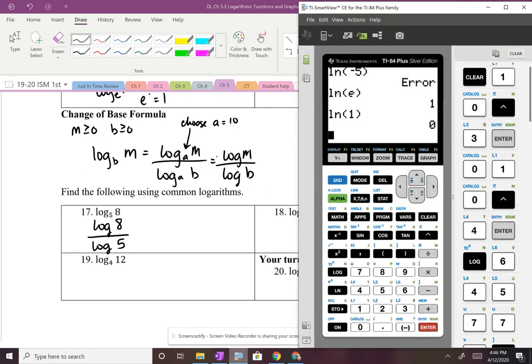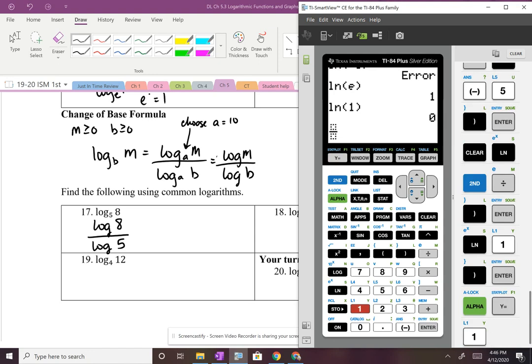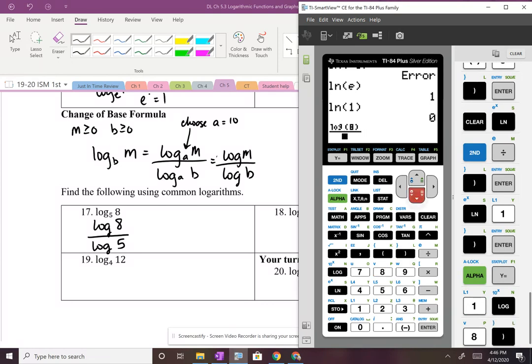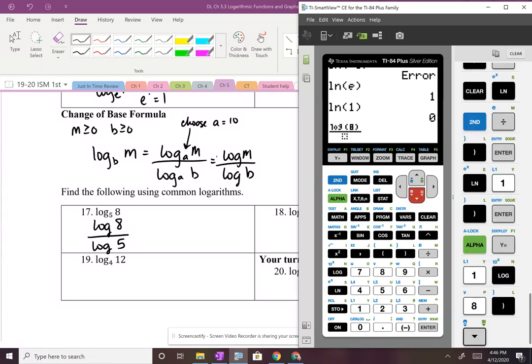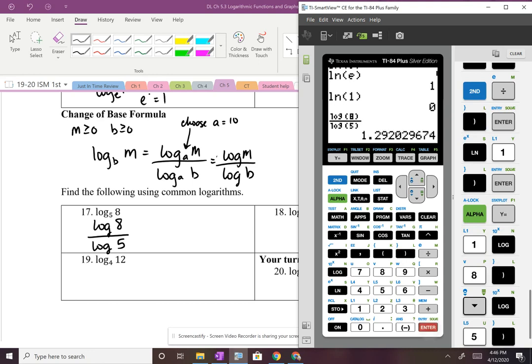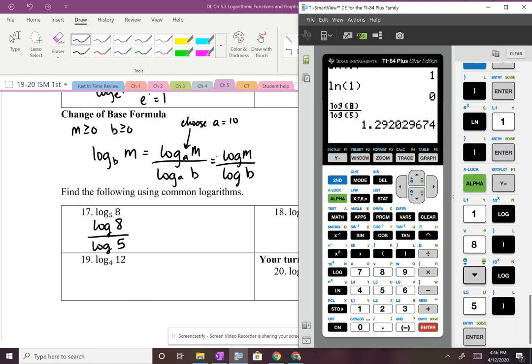Here's our calculator. So if you want to, you can do alpha y equals 1 to give yourself a fraction bar. I would suggest this. Log of 8, close your parentheses, arrow down, divided by log of 5, close your parentheses. Hit enter. So this is approximately equal to 1.2920. The 2 does not round the 0 up. So if you want to have that 4th decimal place, there's the 4th decimal place.